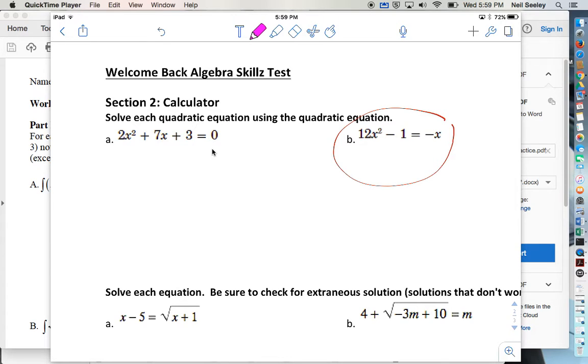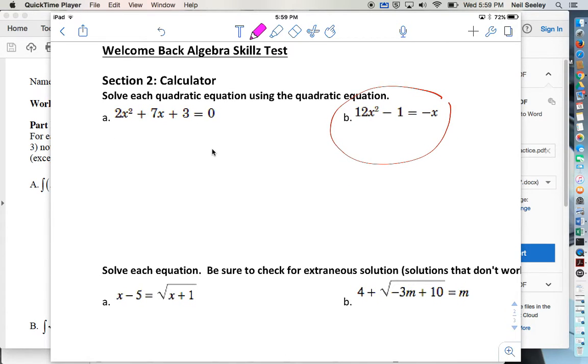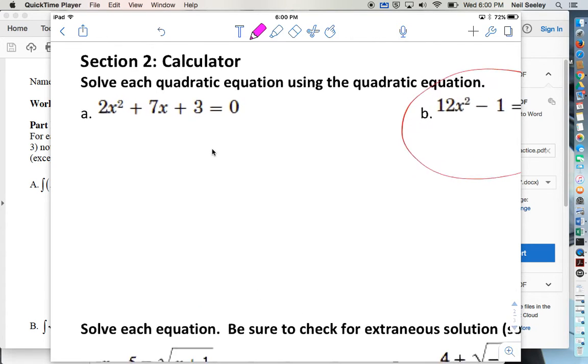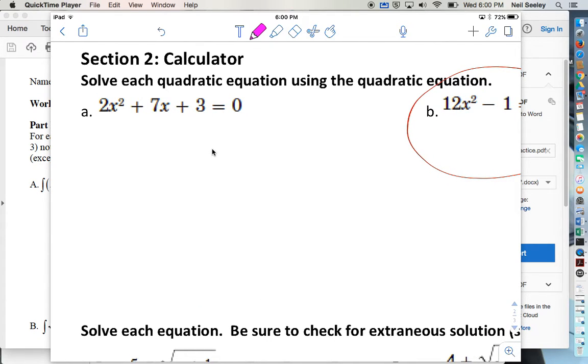On to solving. Now, one of the things I made emphasis upon was that solving involves an equation. You're finding values that satisfy an equation, that make it true. So it means finding x or an unknown. If there are one or more, you have to find the unknown. So this is: solve each quadratic equation using the quadratic formula.